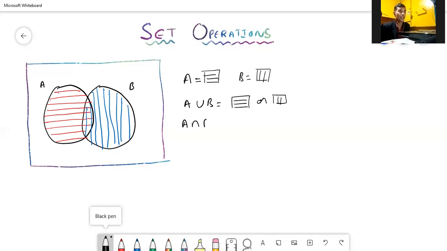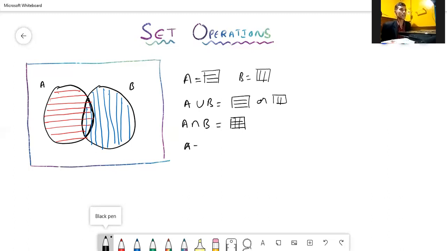A intersection B, if we say, means only common players. That is the mesh part, horizontal and vertical lines where they intersect. This region, the mesh part, is where the players will be all-rounders, who will do batting as well as bowling also.